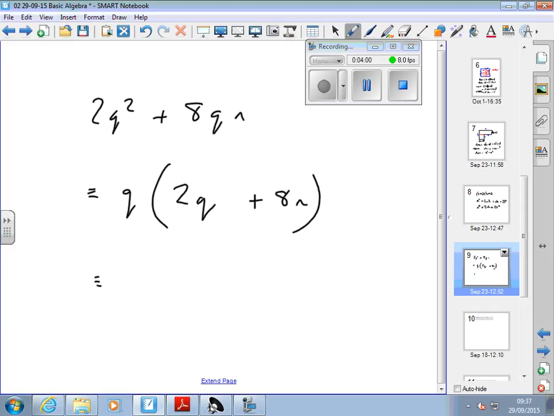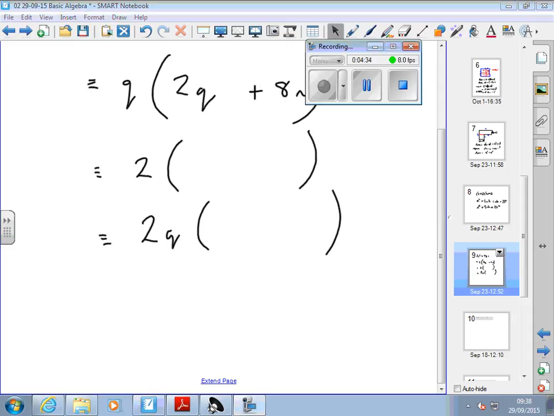I could look at the numbers themselves and say, well, actually 2 goes into 8 and 2 goes into 2, so I could just take a 2 outside. What am I left with inside the bracket? And I could take 2q outside, the 2 and the q together. What would I be left with? If you're looking at this video, just pause it, try and fill in those brackets, and I'll pause it now.